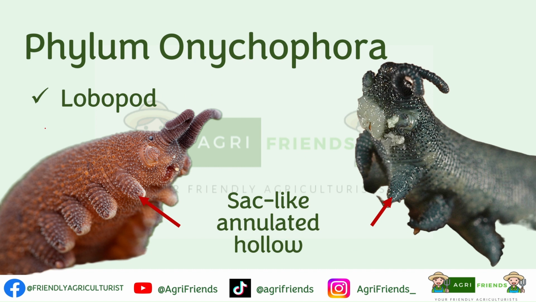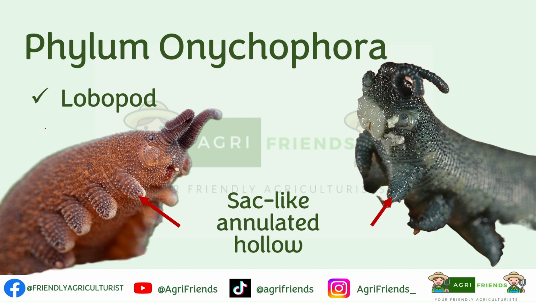So lobopods are simple sac-like walking legs, and usually they come in 13 to 43 pairs, and these are annulated. They have an annulated appearance, but they are not jointed or segmented. They are somewhat similar with the parapodia of the annelids because these lobopods are also hollow evaginations of the body and they are movable by four sets of muscles.